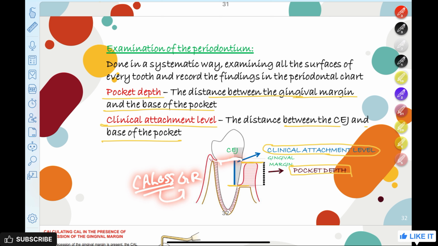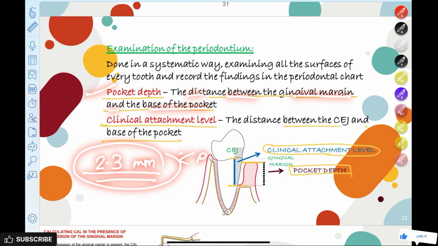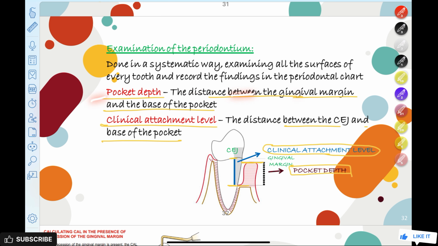If gingival recession is present, we say that clinical attachment loss has happened. Okay. So first of all, what is pocket depth? The distance between the gingival margin and the base of the pocket. Normally the gingival sulcus depth is 2 to 3 mm. If it is more than 2 to 3 mm, it is known as a pocket. So the pocket depth is the distance between the gingival margin and the base of the pocket.